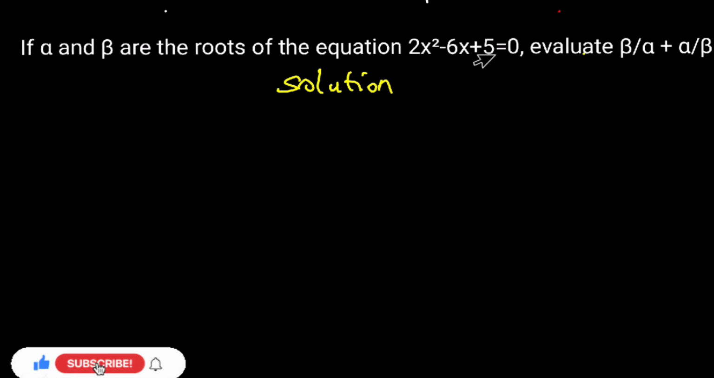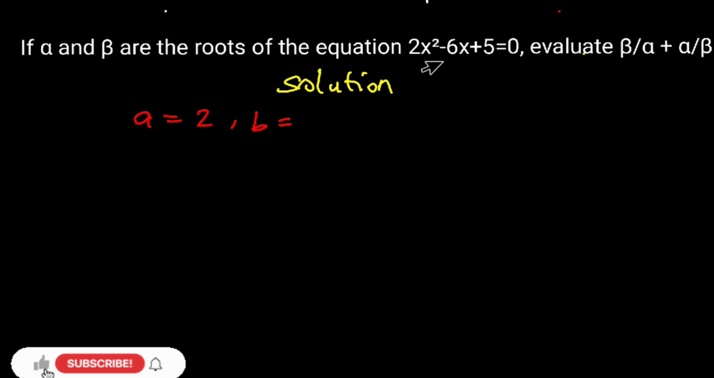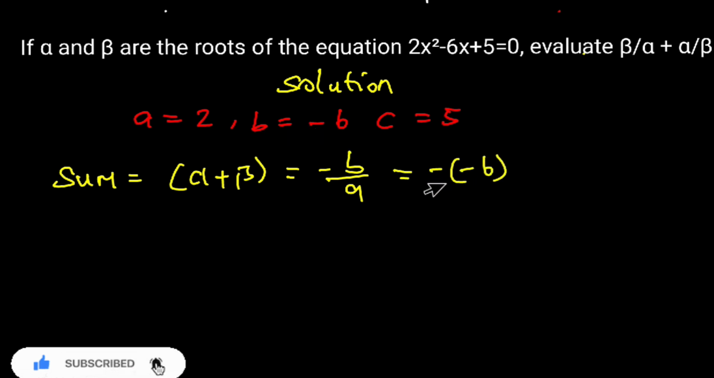So let's identify the values of a, b, and c from this quadratic equation. Here we have that a is equal to the coefficient of x squared, which is 2. Then b is equal to the coefficient of x, which is negative 6. And then c is the constant, which is positive 5. Now the sum of the roots is given by alpha plus beta, which is equal to minus b over a. Here we have minus minus 6, then over a is 2. Minus times minus is plus 6 over 2, which is equal to 3.